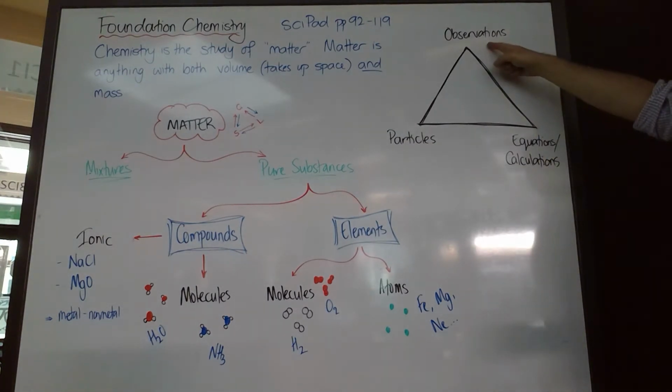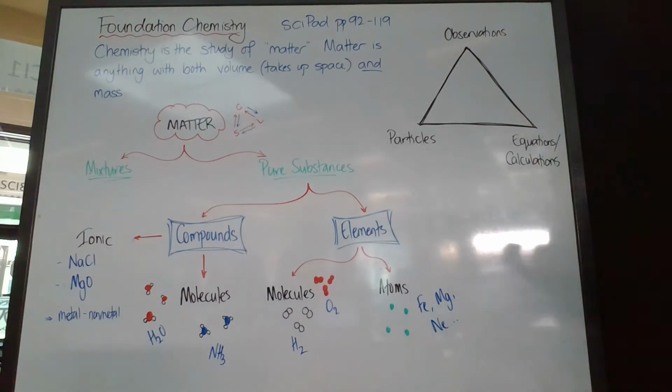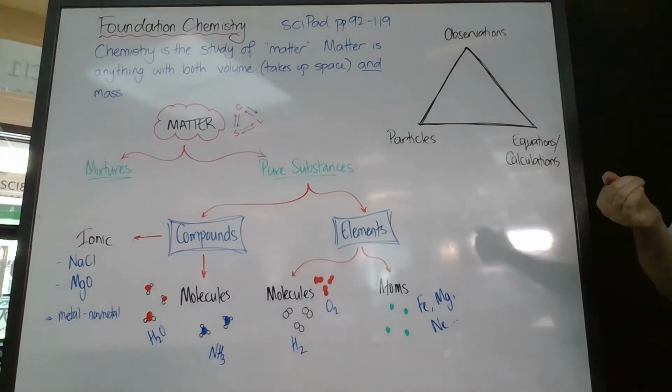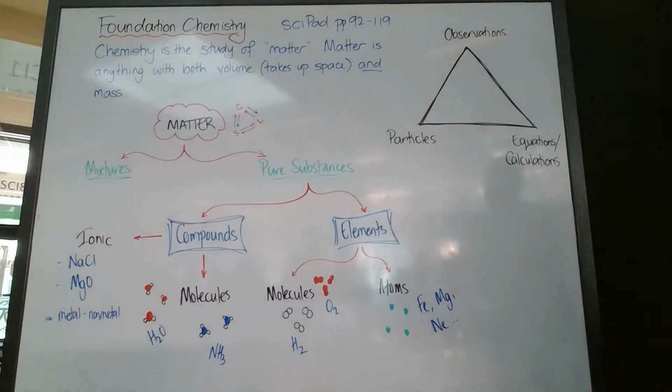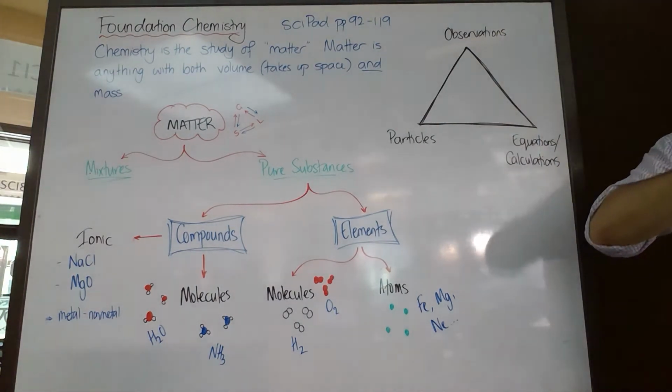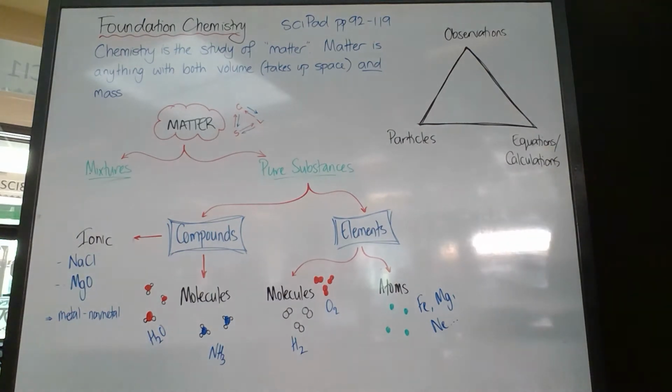Second, I can link those observations to the particles involved, so for example, talking about the ions or the atoms or the molecules and what's happened to those. For example, we'll do something really simple. If we boil water, the particles are speeding up and moving away from each other. That's why it turns from a liquid to a gas.